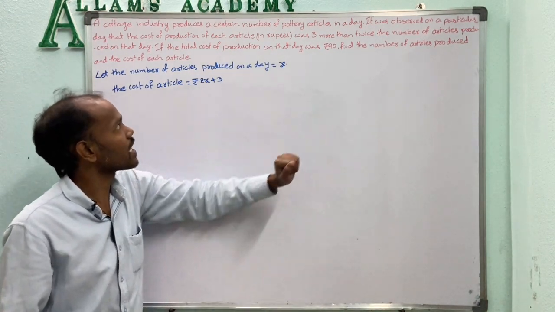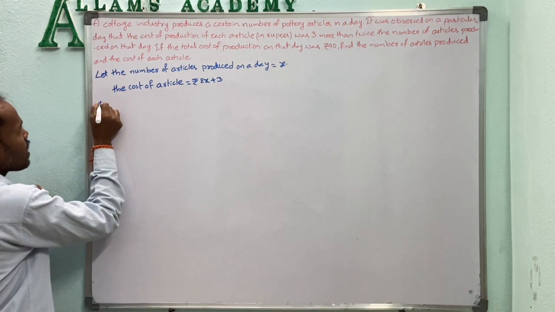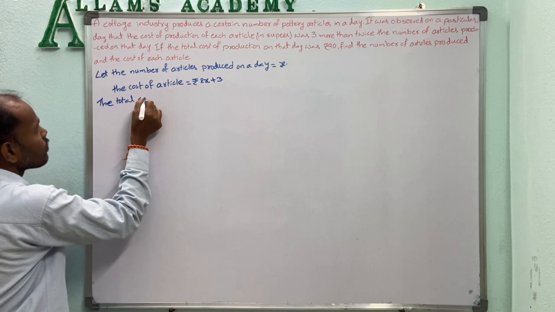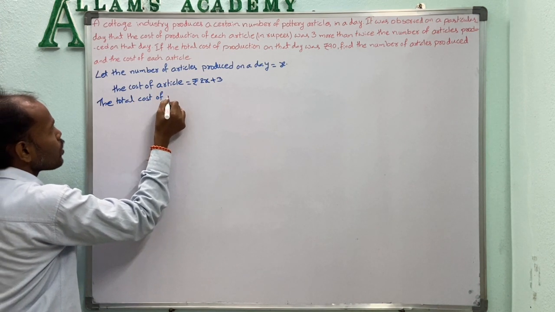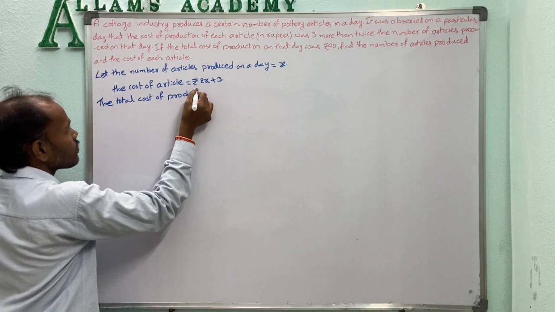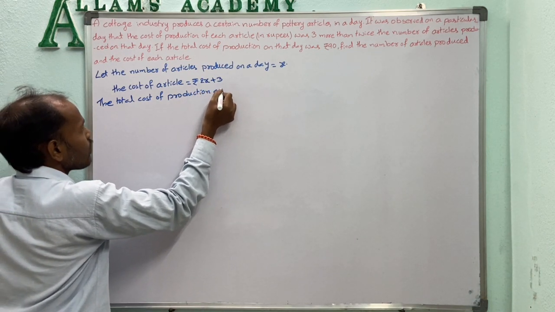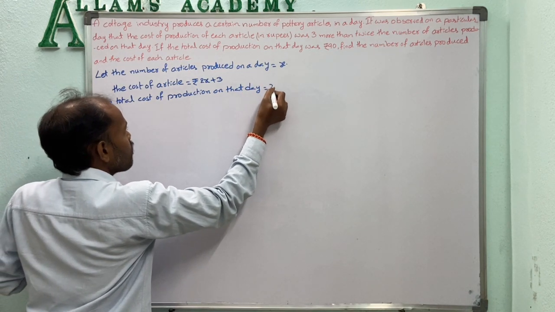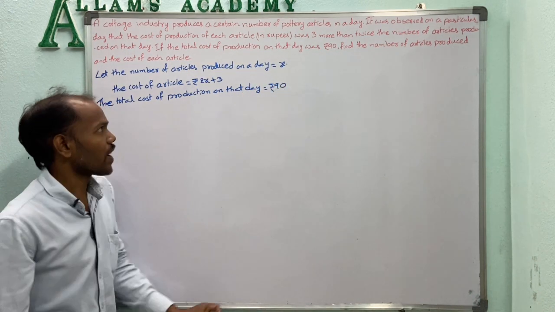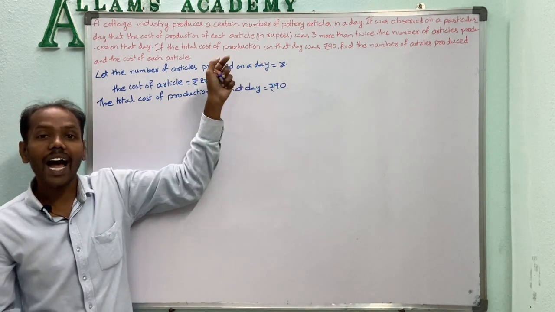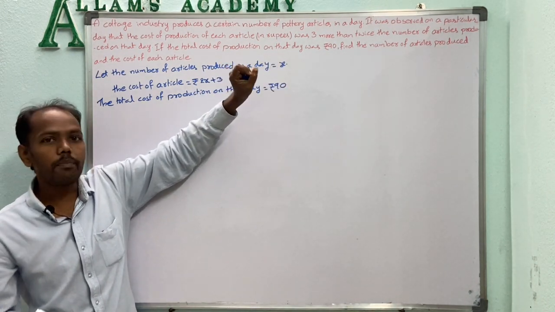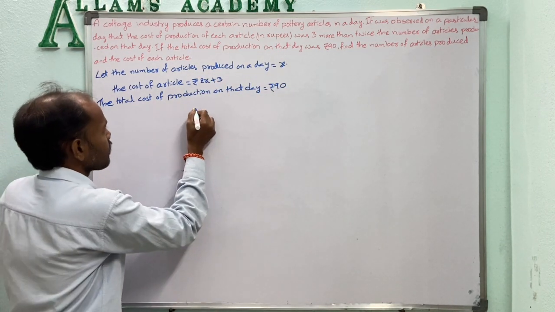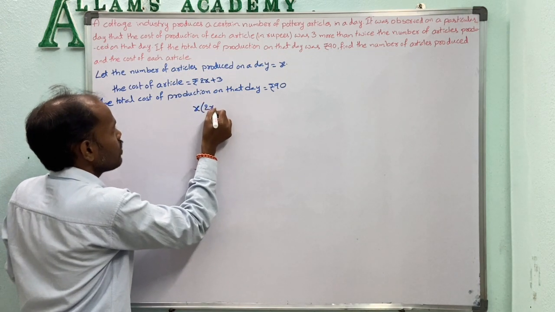Now in a day how much did they earn? They earned 90 rupees. So the total cost of production on that day equals rupees 90. So one article costs 2x plus 3. On that day they prepared x articles, so x articles into 2x plus 3 is equal to 90 rupees.